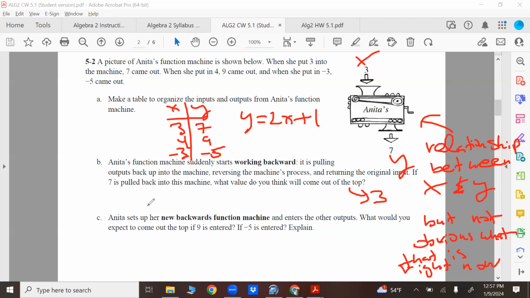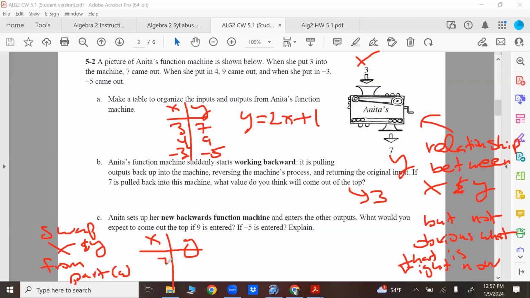So she sets up her new backwards function and enters the other outputs. So in this case, I'm going to swap X and Y from part A. So I'm just going to swap it. So if you plug a 7 in and it works backwards, what comes out? A 3, a 9, then a 4, and -5, then a -3.